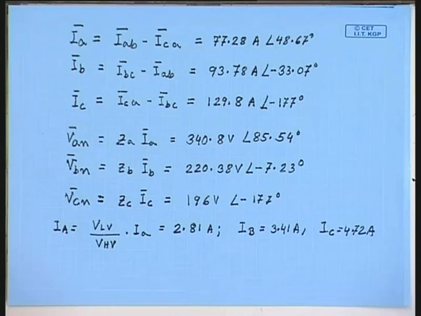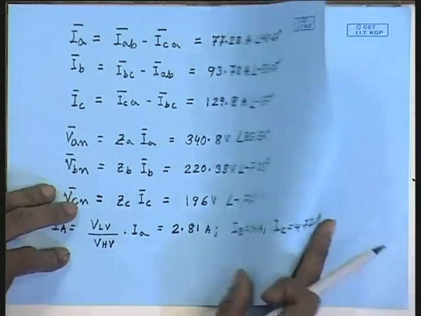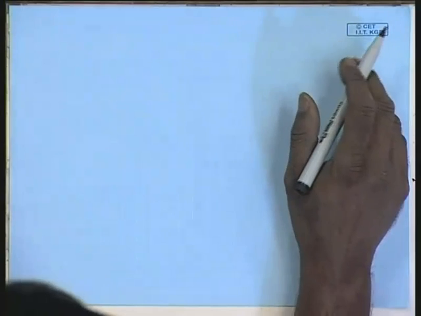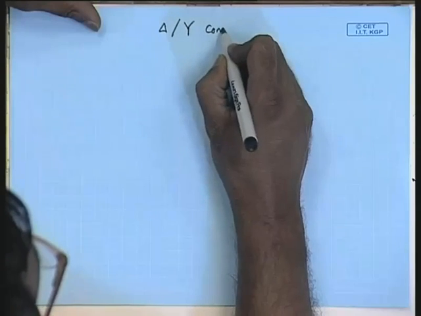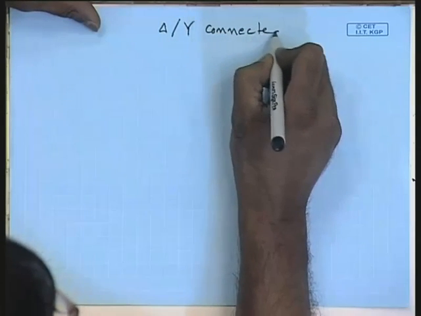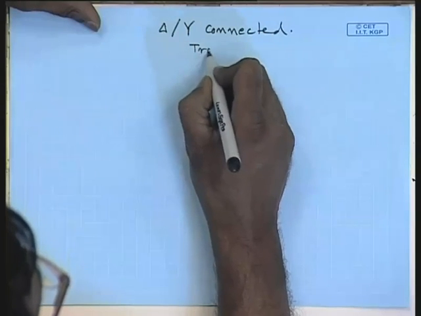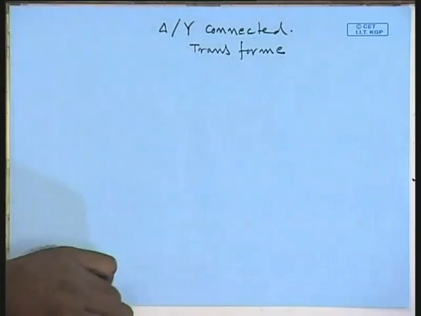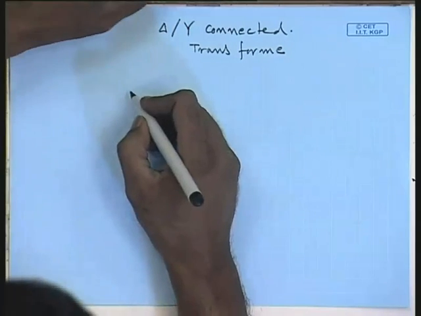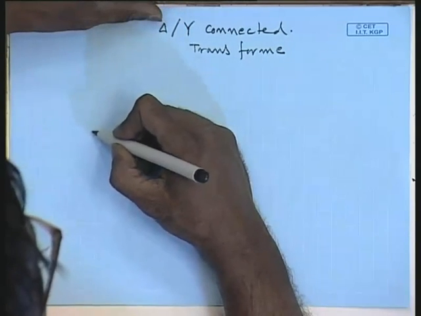unbalanced star connected load. Now, let us see what will happen if the transformer was delta star connected with the load neutral connected to the delta star connected transformer. Same set of loads, but now the transformer is delta star connected. So, this is the arrangement.